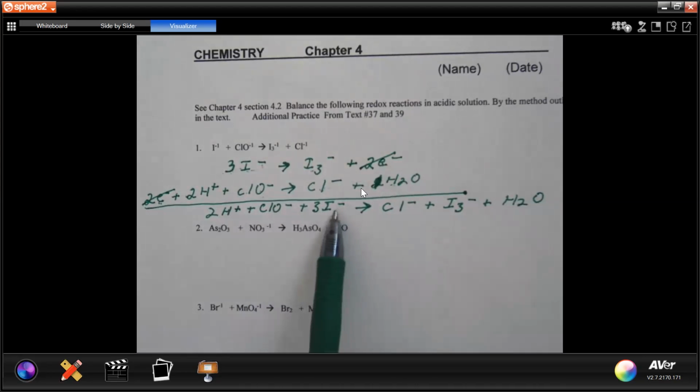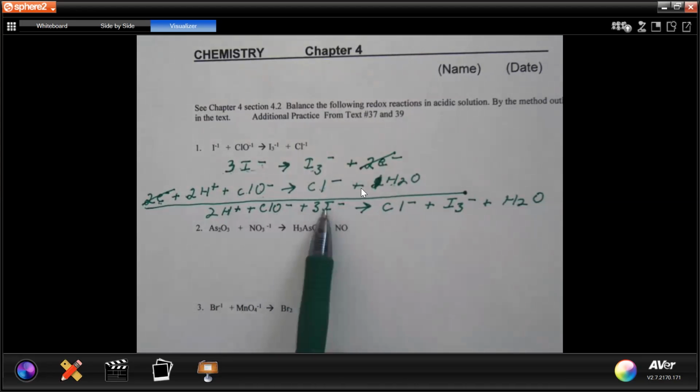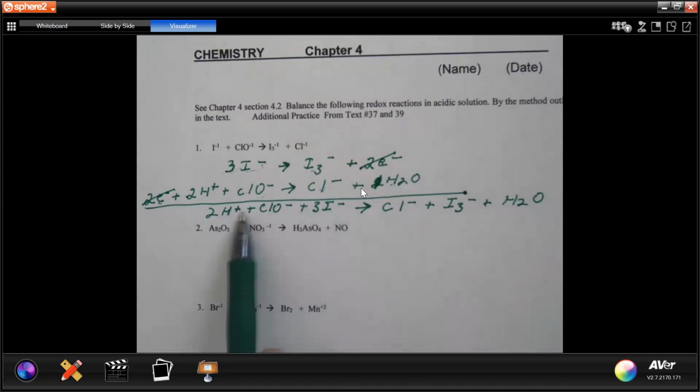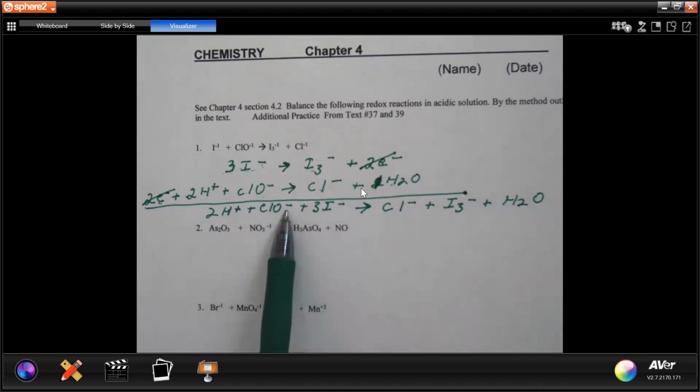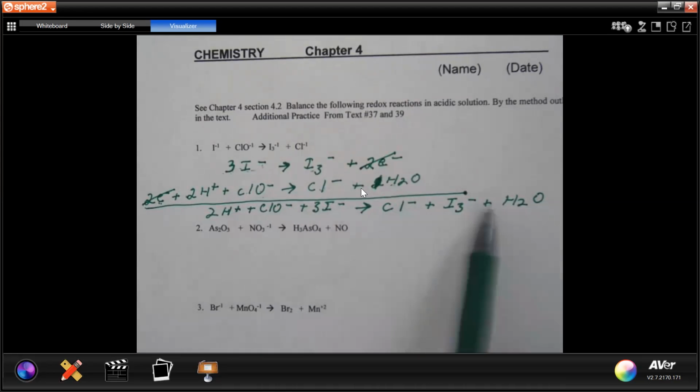Now check the charge. I've got 2 pluses, a minus, and 3 minuses. So this is overall -2 on the left. And I've got a -1 charge on the Cl and a -1 charge on the I3. So it's -2 on the right. So that's my answer. That's my balanced equation for both atoms and charge.